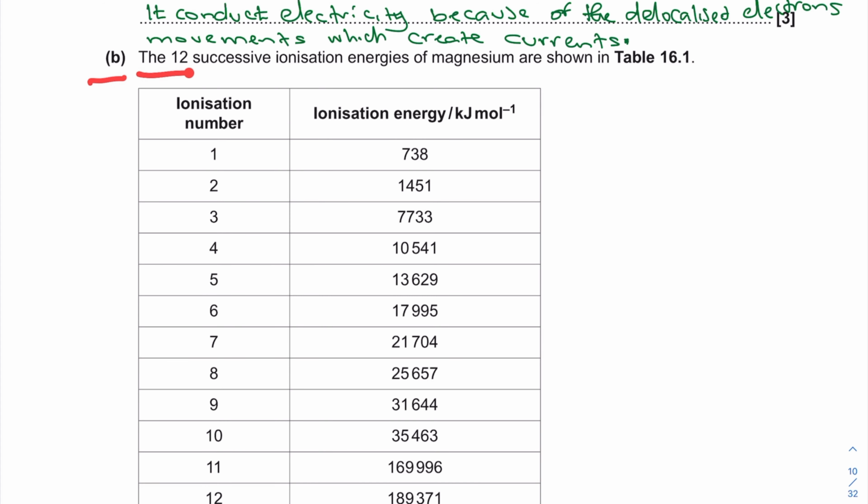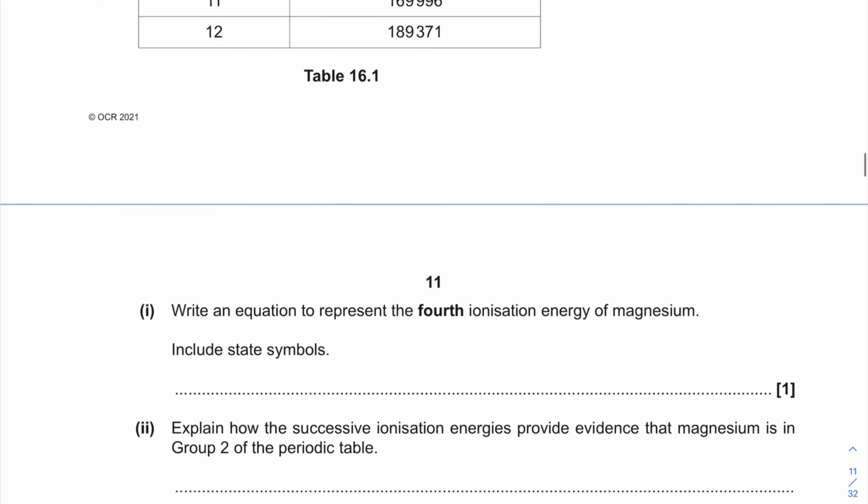B. The 12 successive ionization energies of magnesium are shown in table 16.1. You can see here are the outer shell electrons. These are the valence electrons, and there's a big jump between that and this one. So it means this is a group 2 element, and we need to answer these questions.